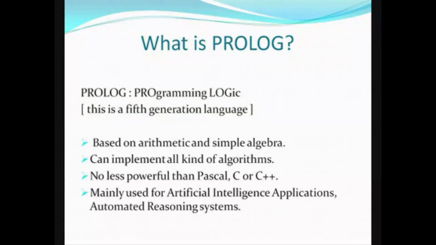What is Prolog? Prolog is called programming logic. This is a fifth generation language. It is based on arithmetic and simple algebra. It can implement all kinds of algorithms. It is no less powerful than Pascal, C, or C++. It is mainly used for artificial intelligence applications and automated reasoning systems.